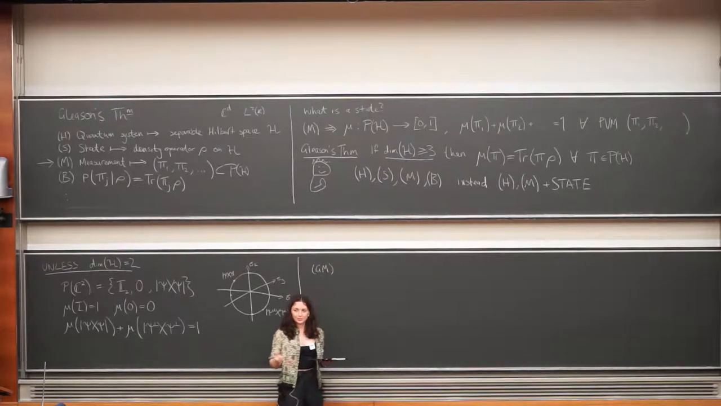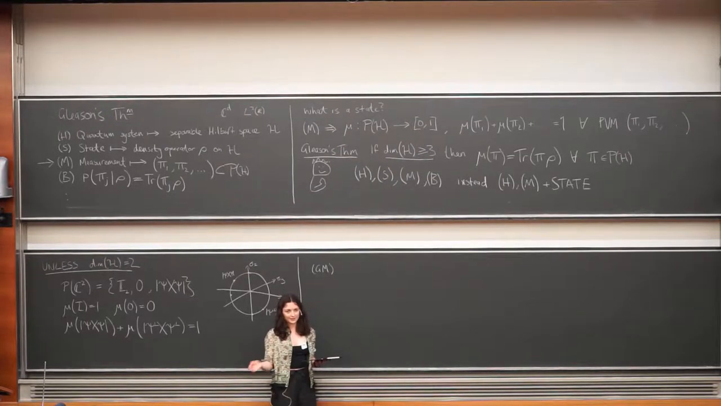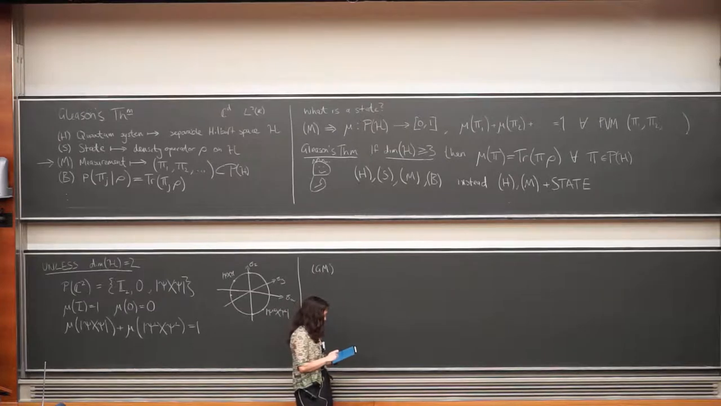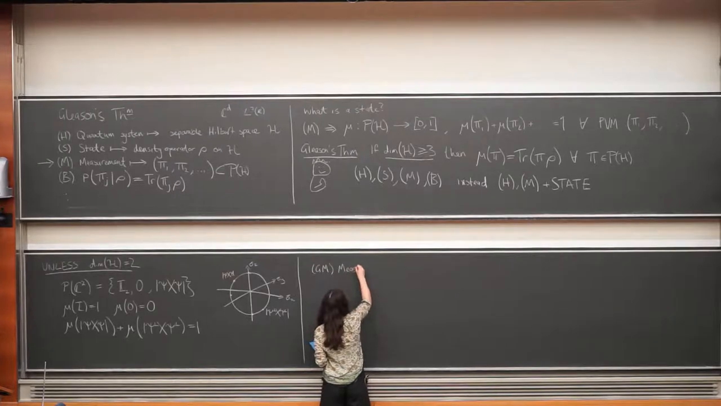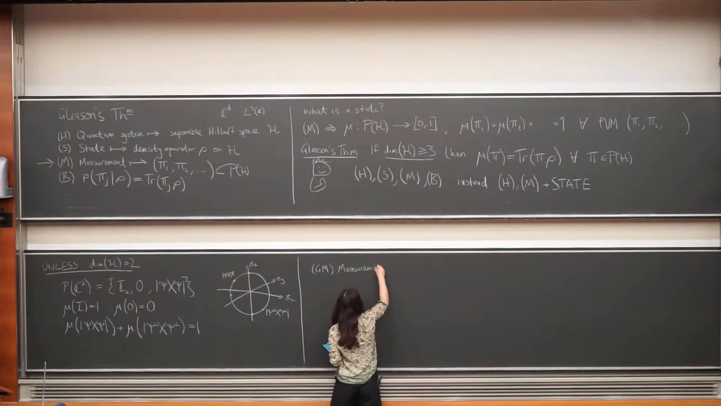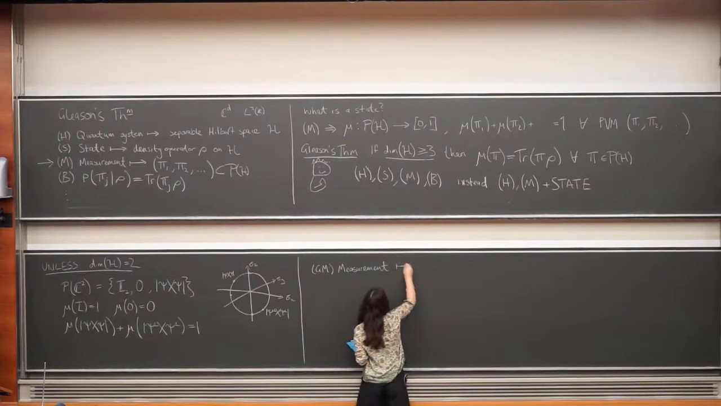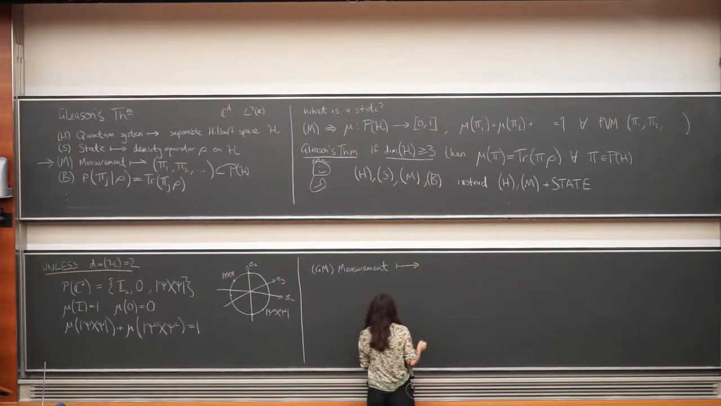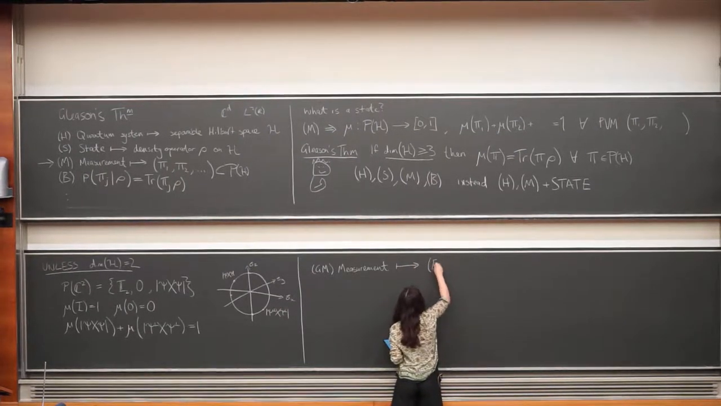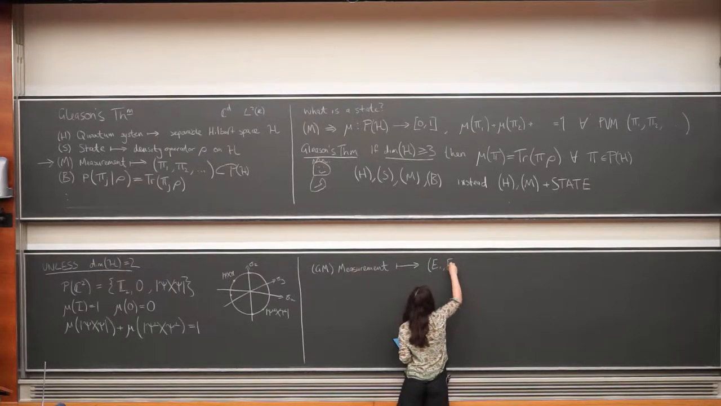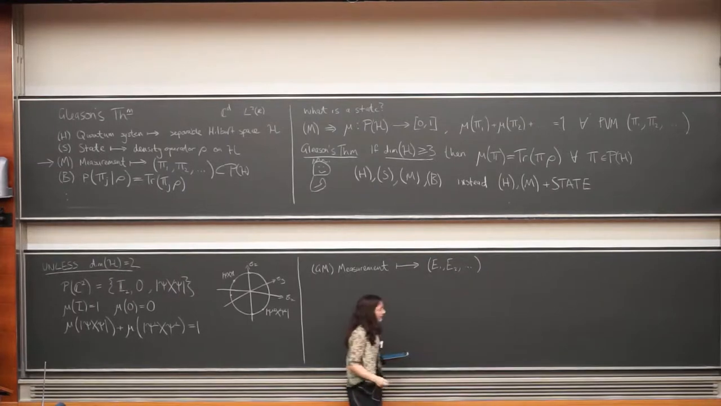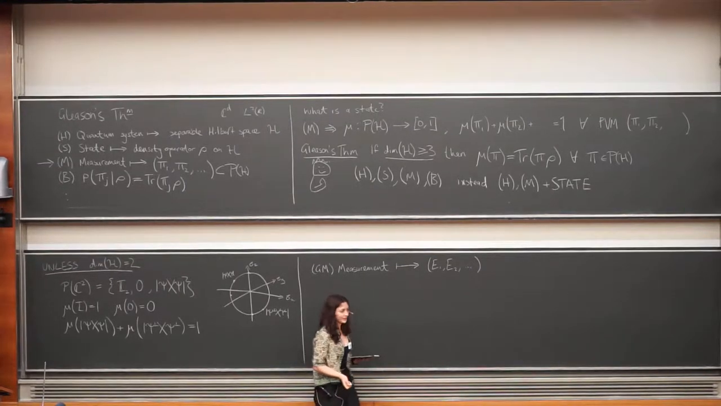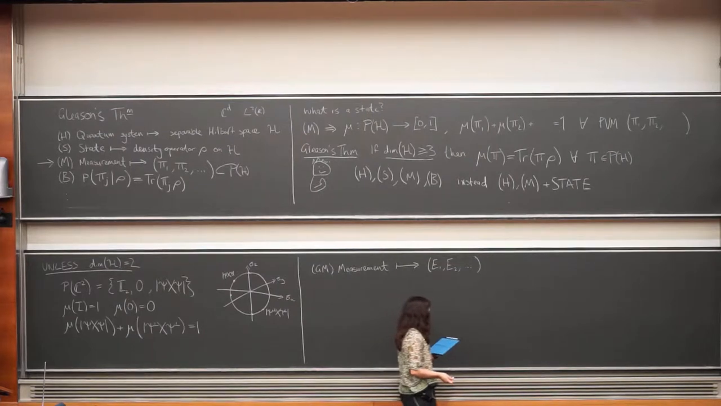So basically the postulate for POVMs, so that a measurement can be represented by a POVM instead of a projective measurement now. So this is going to look like, every measurement can be associated to some sequence of effects or POVM elements, whichever term you prefer.